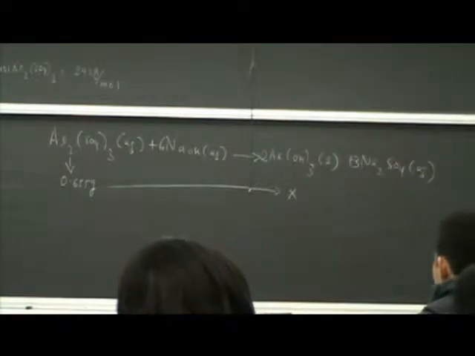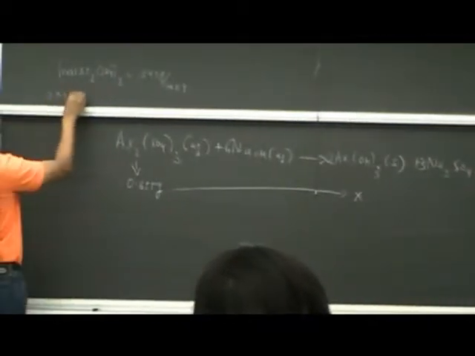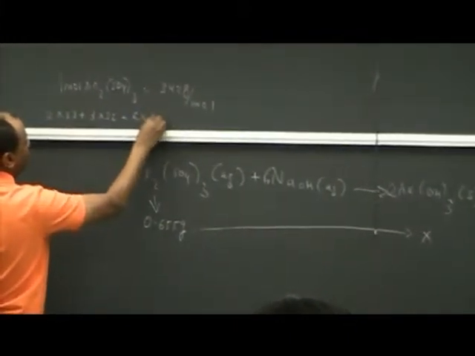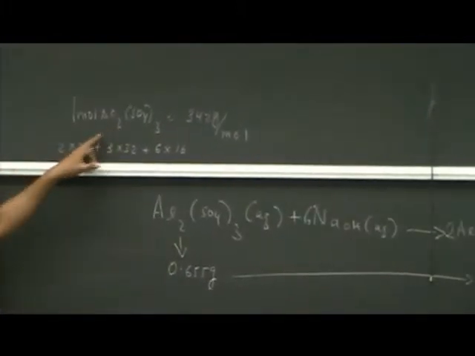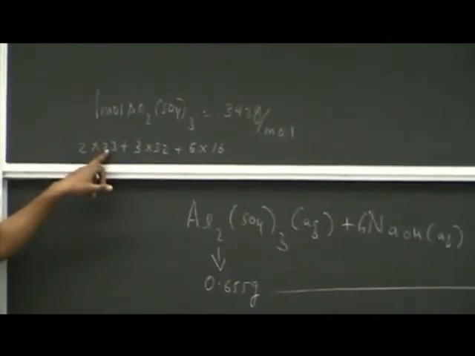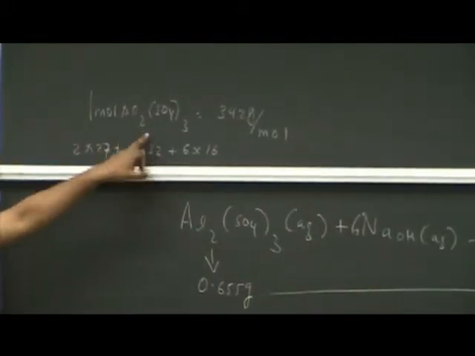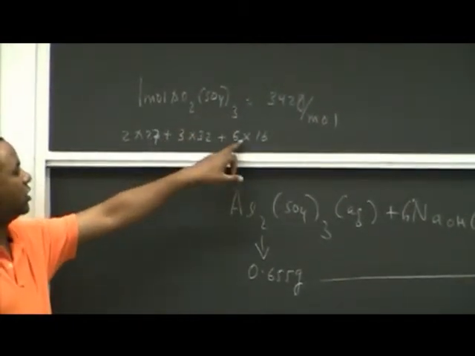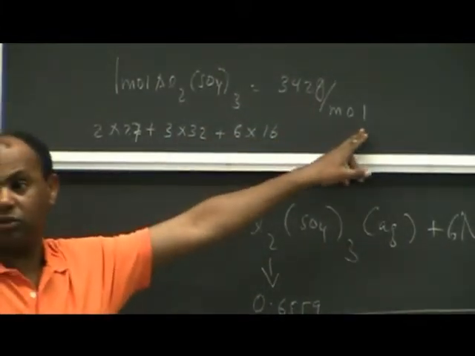How did we come up with this? Finding the atomic weight of aluminum, the atomic weight of sulfur, the atomic weight of oxygen, and multiplying that by their respective subscripts. Aluminum has what? 27. Okay, 2 times 27. That's the weight of aluminum. And 3 times 32, sulfur is 32. And then oxygen is 16, so 6 times 16. Okay? You add them up together, and it comes to 342.